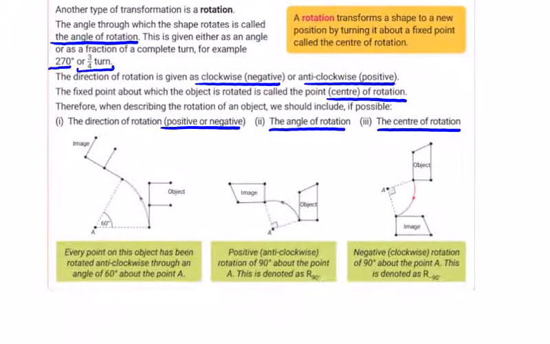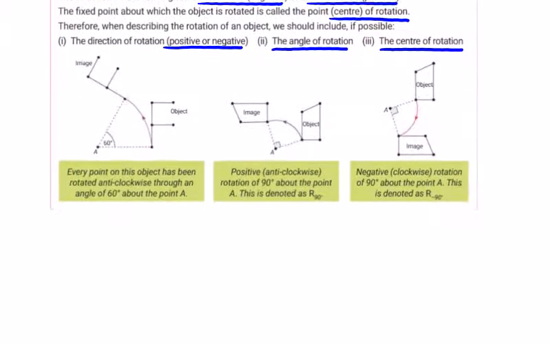So let's have a look at a couple of examples here. In this image, I'll just go over it real quick. We have the letter F. The object started here, and the image is what it becomes. So what happened? This point down here has moved to here, and you can see the angle it has moved by is 60 degrees.